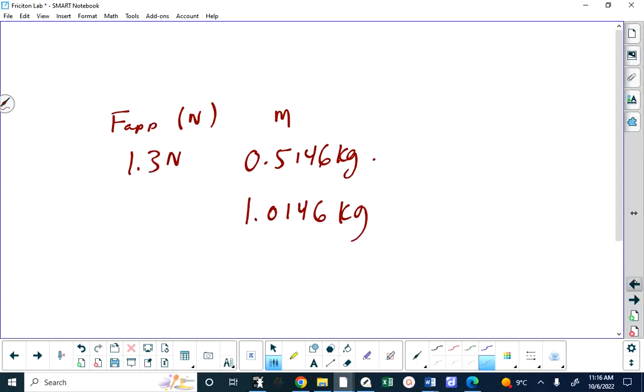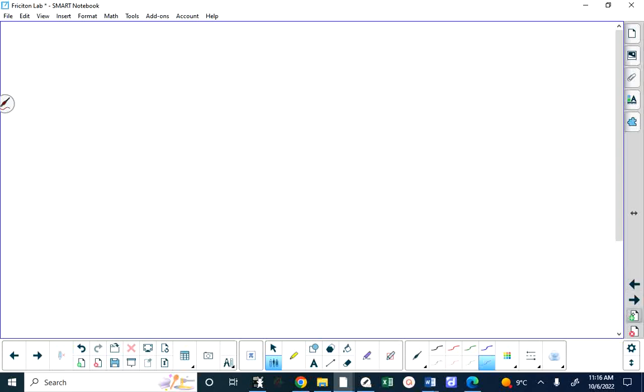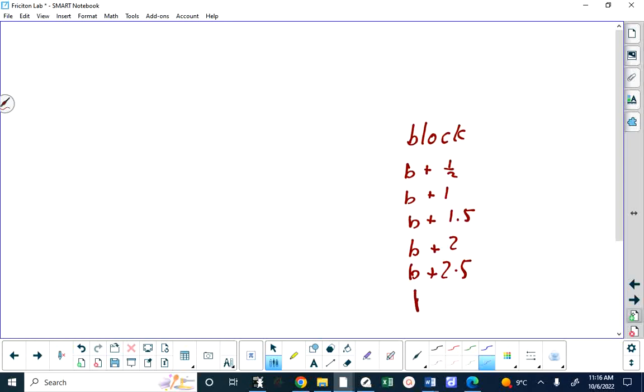100. You can do 8. Let me just outline this for you. The block, and then the block plus half, the block plus 1, the block plus 1.5, the block plus 2, the block plus 2.5, the block plus 3, and the block plus 3.5. Is that 8? 1, 2, 3, 4, 5, 6, 7.